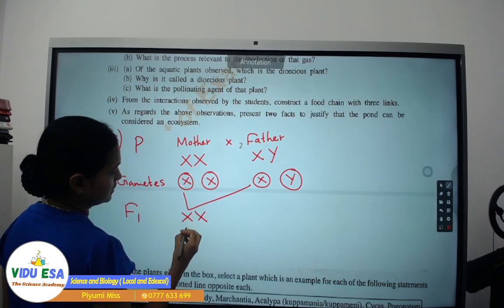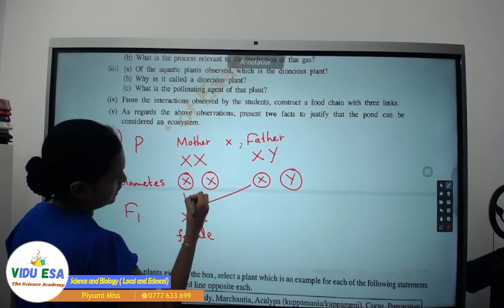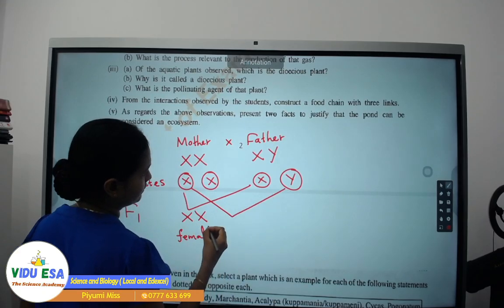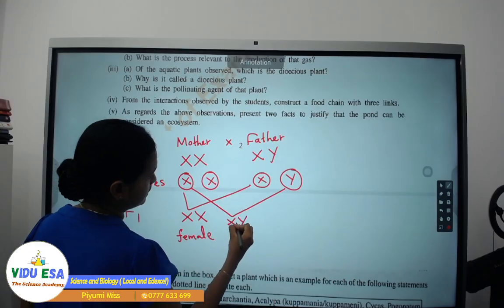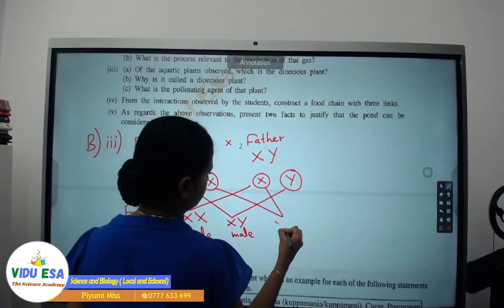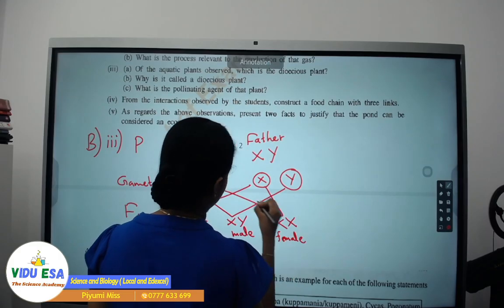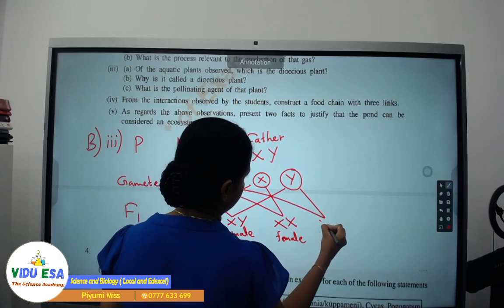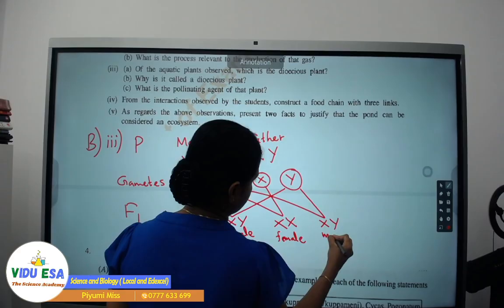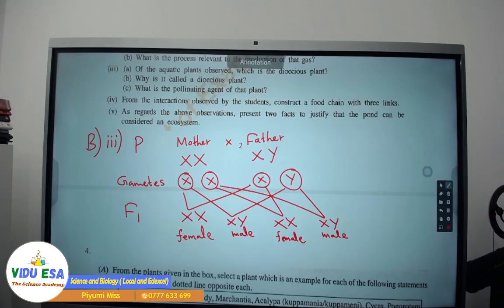XX. So here you have to say daughter or female, right? Here XY, son or male. Then here XX, female or daughter. Then here XY, son or female. Sorry, son or male. Okay.